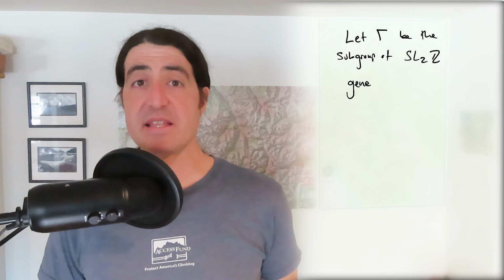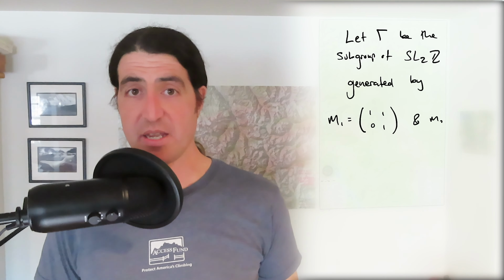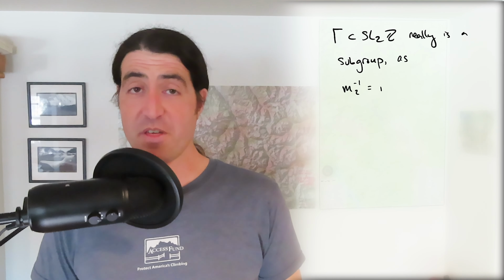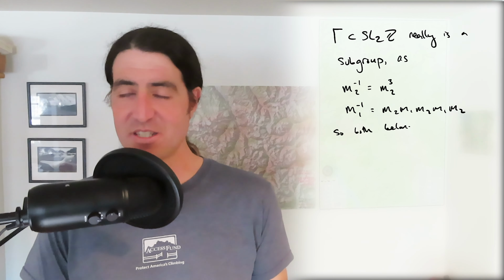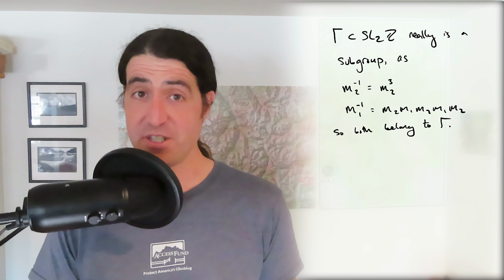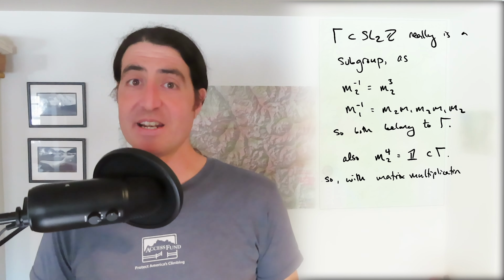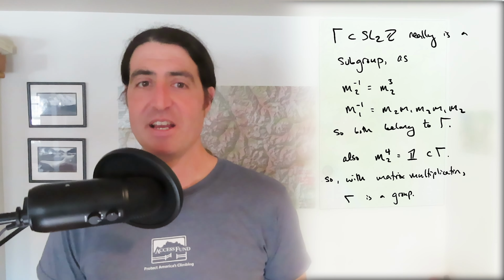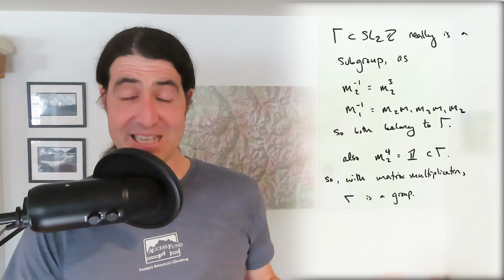First, let capital gamma be the subgroup of SL2Z that is generated by the elements M1 and M2. To convince yourself that this is in fact a well-defined subgroup, first observe that M2 and M1 both have inverses, and matrix multiplication is a perfectly well-defined operation. And you might recall that M2 to the fourth represents the identity element. So we have everything that we need. So let's define gamma that way as the subgroup of SL2Z generated by M1 and M2.